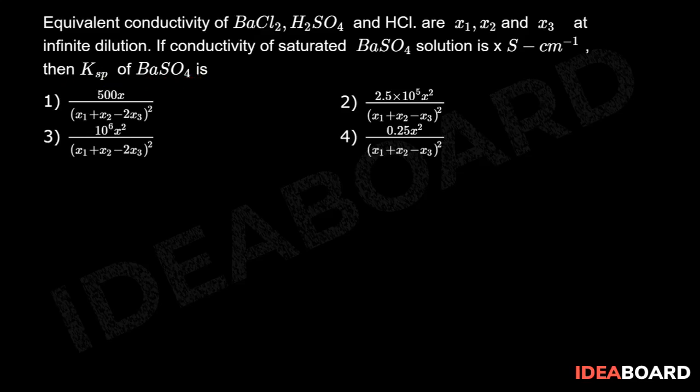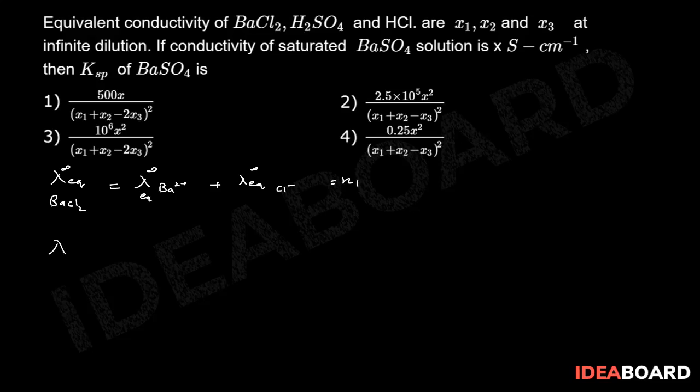So first of all, let's write the equation for equivalent conductivity. At infinite dilution, lambda equivalent for BaCl2 will be lambda infinity Ba2+ equivalent plus lambda equivalent at infinity for Cl minus, and this value is X1.